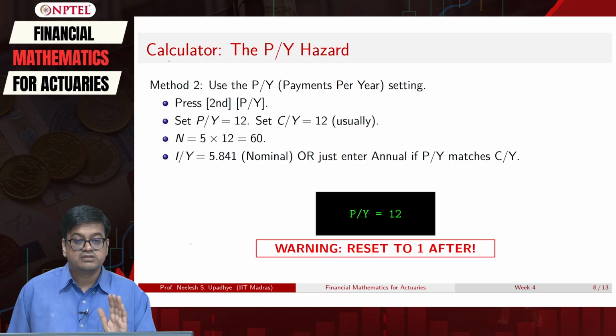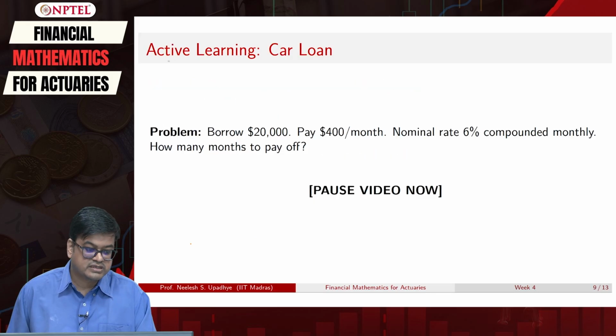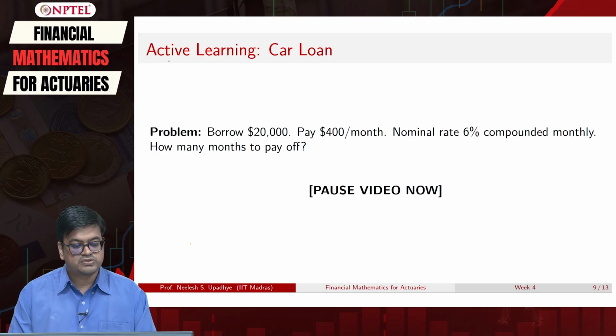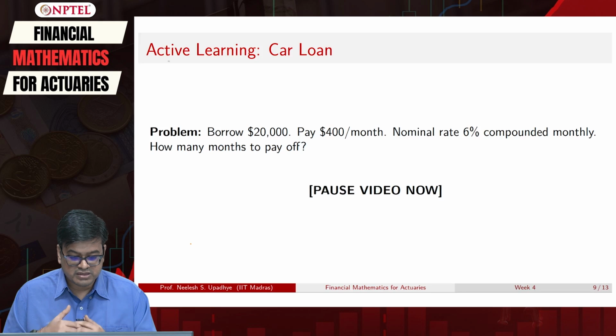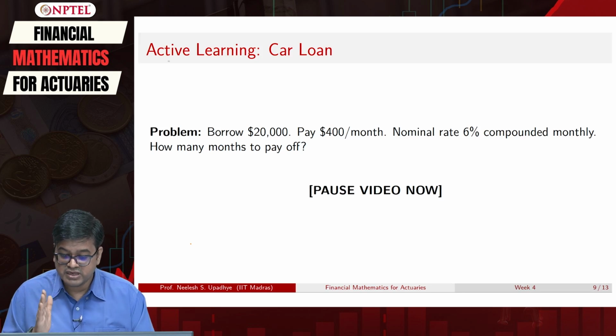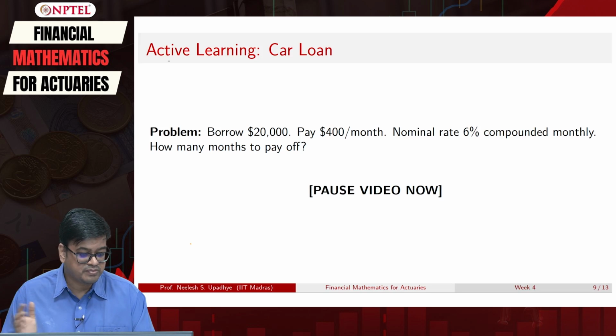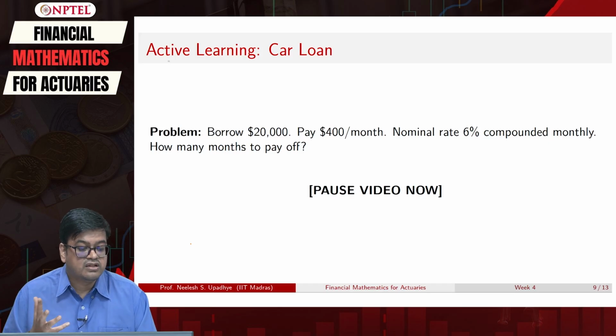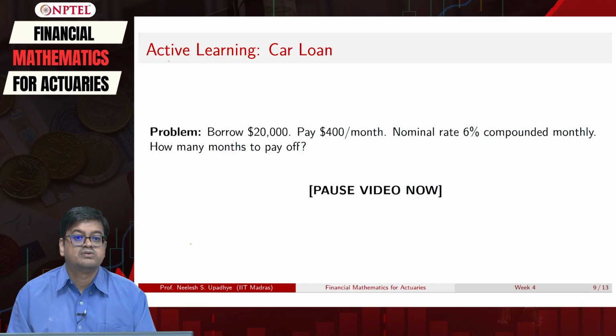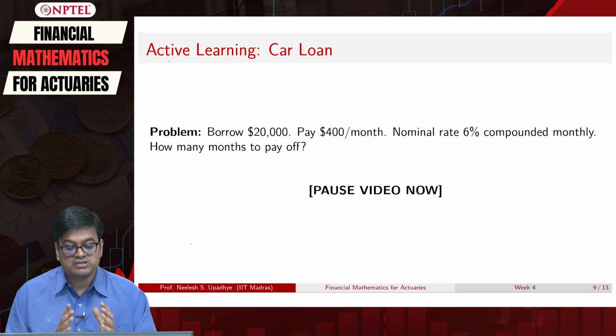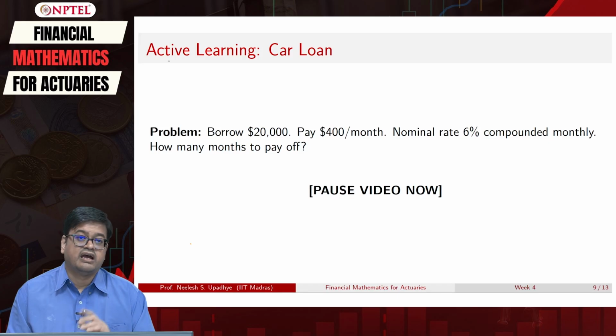Now it's your time to check the skill that we have learned for yourself. So here is my next problem. You are supposed to borrow $20,000 and pay 400 per month with a nominal rate, now nominal rate 6% compounded monthly. You are asked to find the unknown value of N, how many months to pay off. So pause this video, use the annuities formula, do it by hand and do it by your calculator, and come back and we will walk through the solution.